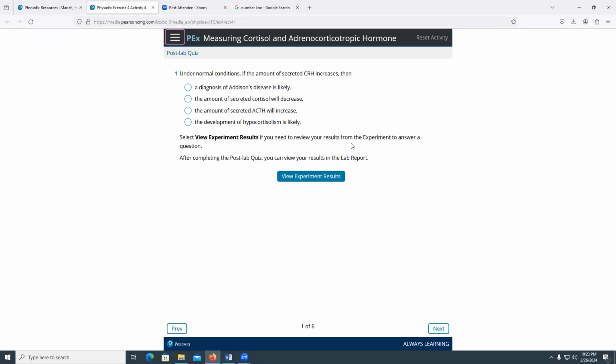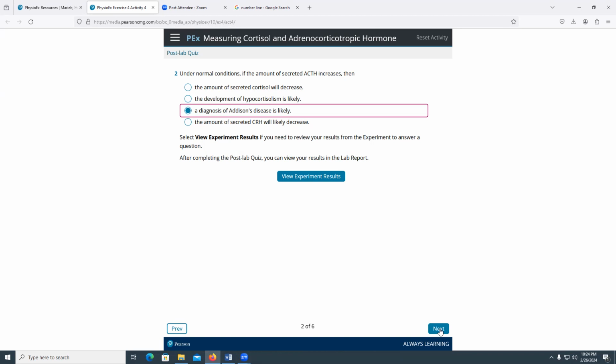Now, under normal conditions, if the amount of secreted CRH increases, then a diagnosis of Addison disease is likely. The amount of secreted cortisol will increase. The amount of secreted ACTH will increase. That's true. Under normal conditions, if the amount of secreted ACTH increases, then the amount of secreted cortisol will increase. The amount of secreted CRH will dictate the development of hypocortisolism? No. The development of hypocortisolism, that's not true. The diagnosis of Addison is likely? Yes, because we will have an increase in the secretion of cortisol.